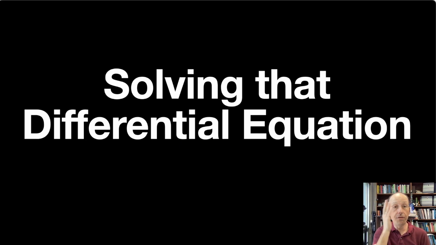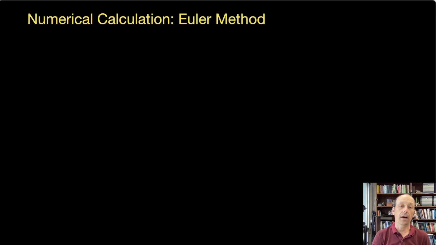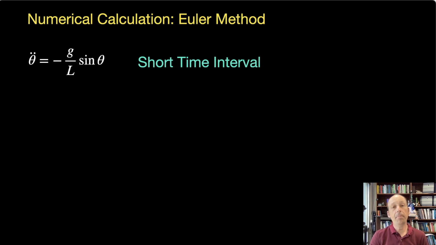Okay, so let's solve that differential equation. I'm going to use a numerical calculation, and this is the Euler method. So this is what we're going to do. I'm going to take my differential equation, theta double dot equals negative g over L sine theta. And I'm going to pick a short time interval. Let's say delta t is 1/100th of a second. I just picked that. And short is relative, so it depends on things.